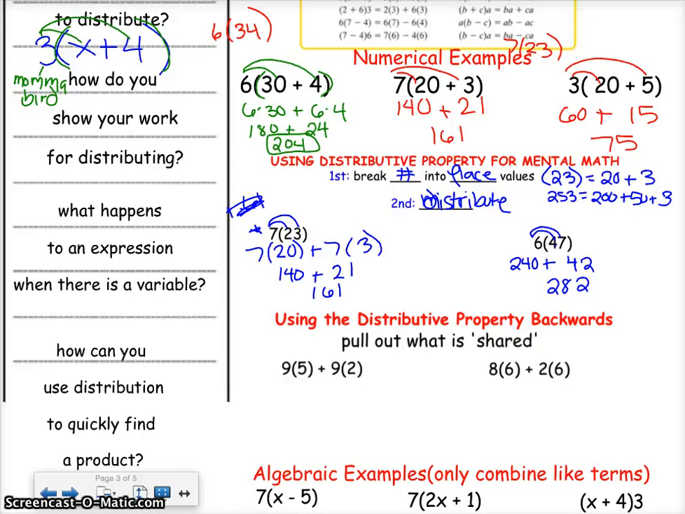Okay, I can't pause this, so we're going to move on because if I pause it breaks. So we're going to move on to using the distributive property backwards. We can use the distributive property backwards when we see that we have something shared. So I want you to box off shared.